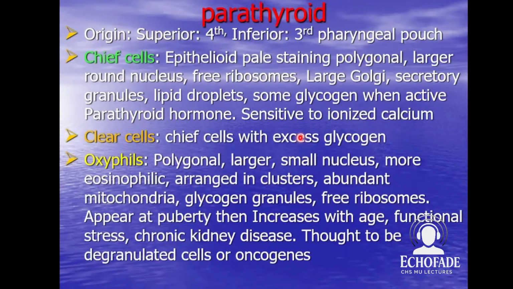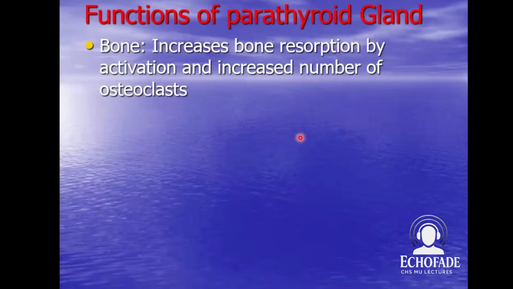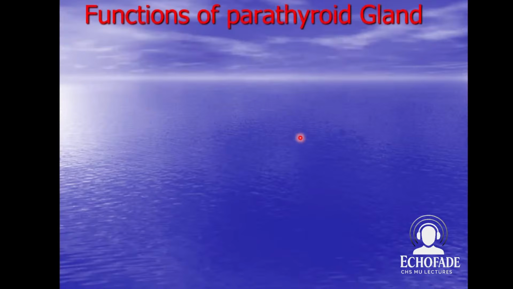The parathyroid gland also contains adipocytes, white fat, embedded amongst these other cells. What are the functions of the parathyroid? One, production of parathyroid hormone. And the parathyroid hormone increases the calcium levels in blood and therefore maintains calcium levels in blood. It increases calcium levels in blood in three ways.